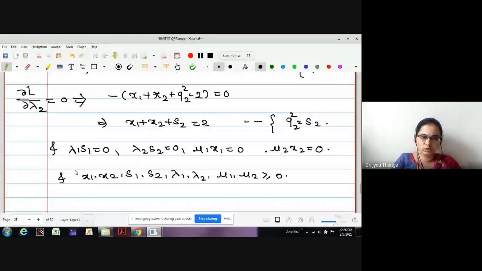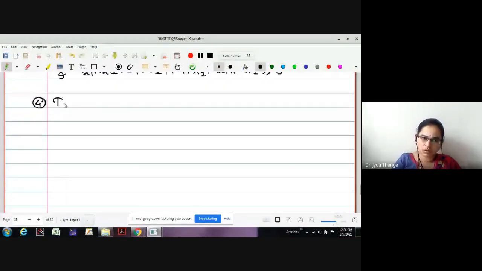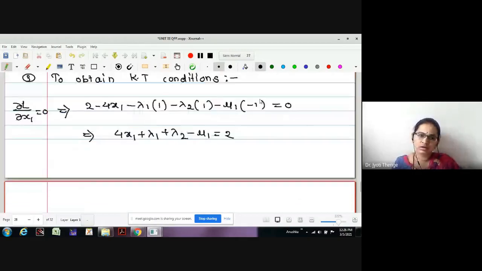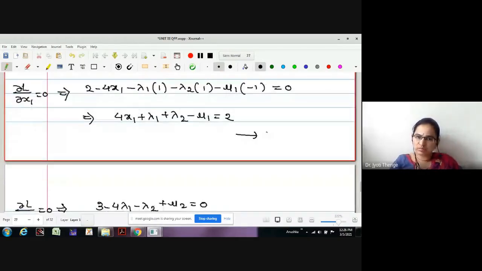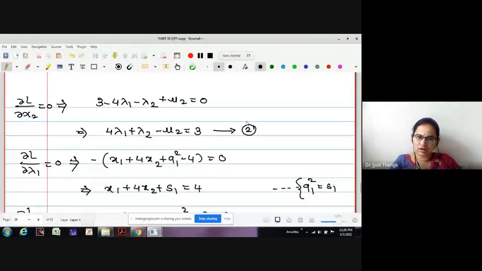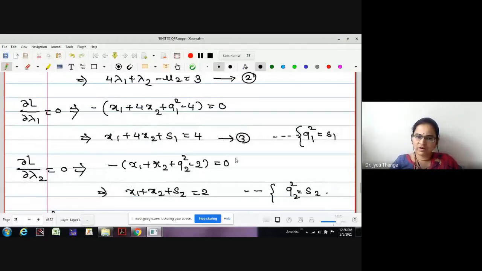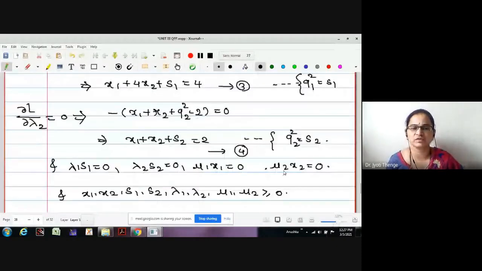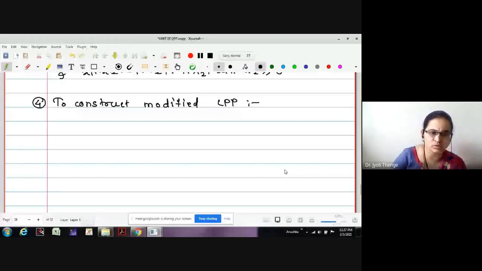Now to construct the modified LPP. What we were doing in this modified LPP, we were introducing the artificial variables to which equations? Let me write equation number 1, 12 by x1, equation number 2, 12 by x2, equation number 3, and this be 4. Now we were introducing the artificial variables v1, v2 to equations 1 and 2 and constructing the objective function as minus v1 minus v2, right?